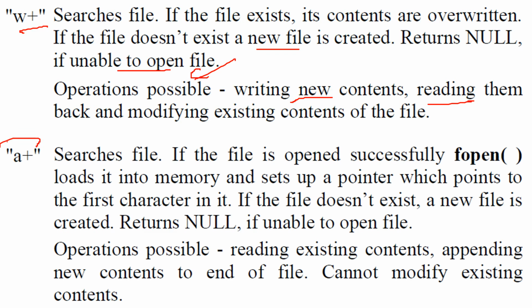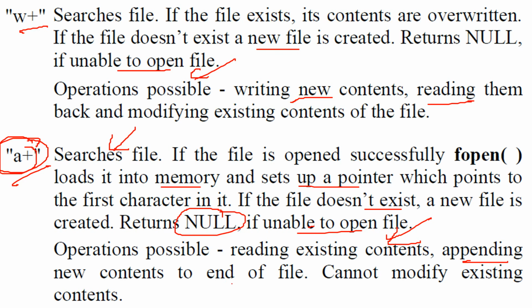Then A+, again append plus. This searches the file, and if fopen successfully opens it, it loads the file in memory and sets up the pointer which points to the first character in it. If the file doesn't exist, a new file is created, and if we are not able to open it, it will return NULL. So what operations are possible with A+? We can read the existing contents and append new contents to the end of the file, but we cannot modify existing contents.